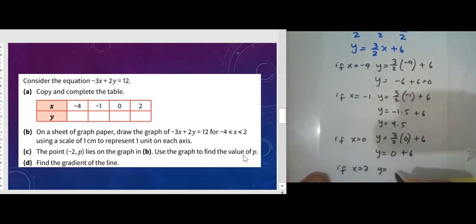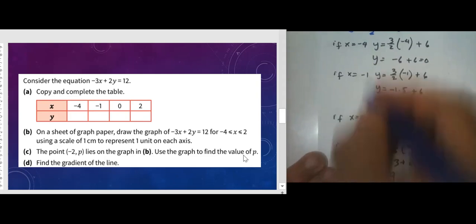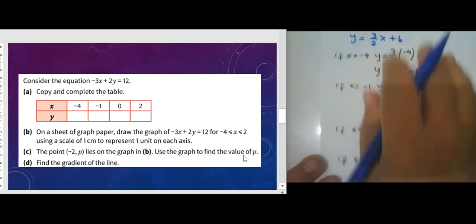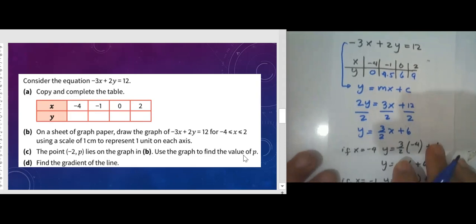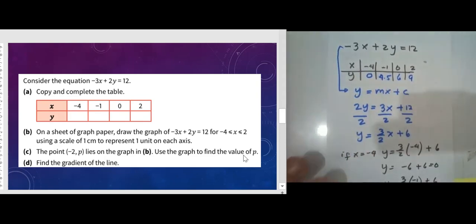And the last one, if x is equal to 2, 3 over 2 times 2 plus 6, y is equal to 3 plus 6, y is equal to 9. So there, y is equal to 9, right? So now we're going to draw all of these: 0, 4.5, 6, and 9.